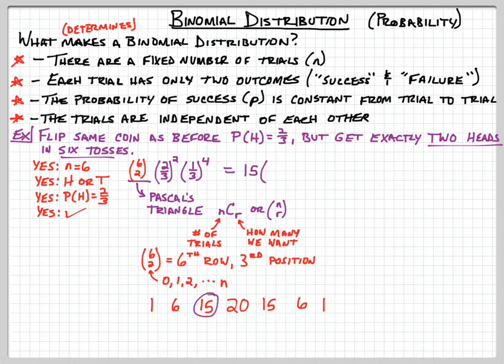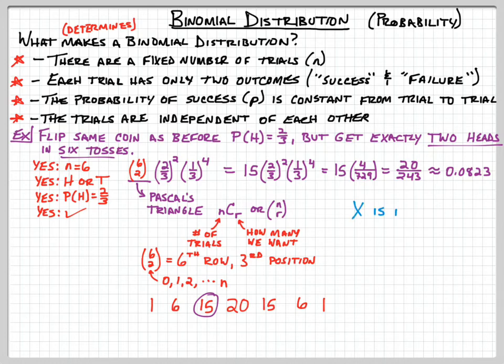So this ultimately ends up being 15 times (2/3) squared times (1/3) to the 4th power. As we multiply that out, it's 15 times 4 over 729, or 20 over 243. If you wanted to convert that to a decimal, it's approximately 0.0823. So on this biased coin, getting exactly 2 heads, no more, no less, in 6 tosses is approximately 8% of the time. So that's how this works.